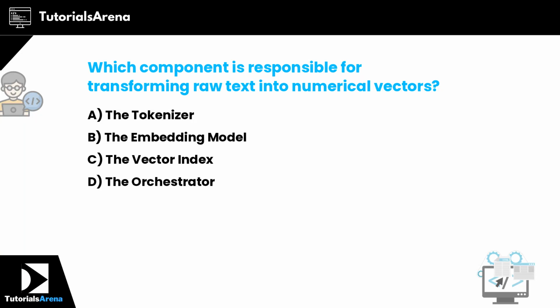Which component is responsible for transforming raw text into numerical vectors? The correct answer is option B, the embedding model.